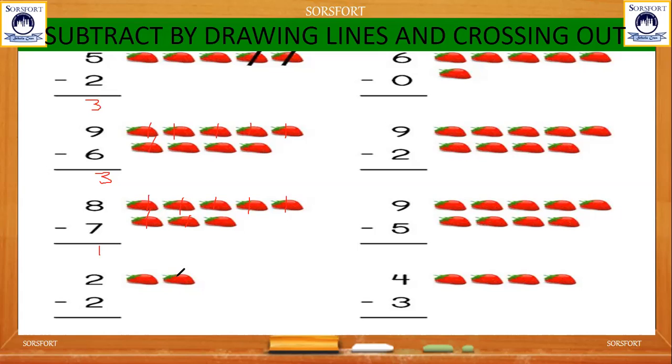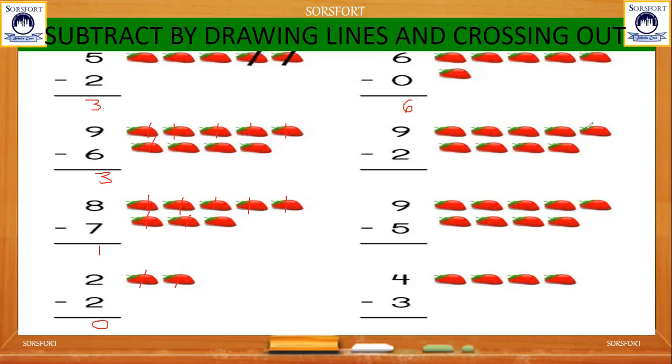Here 2 strawberries are there. In 2 we have to cross the lines. Now how many are there? 2 minus 2, 0. Here 6 strawberries are there. Here we don't want to cross out any strawberry. 6 minus 0, 6. 0 means we don't want to cross out any line.